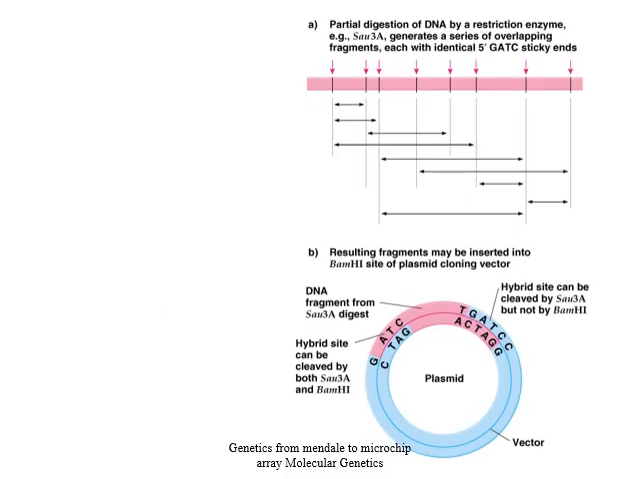Partial digestion of DNA by a restriction enzyme generates a series of overlapping fragments, each with identical 5' GATC sticky ends. The resulting fragments may be inserted into a BamHI site of a plasmid cloning vector. A hybrid site can be created from a Sau3A digest fragment, but cannot be cut by BamHI. This is the vector plasmid.